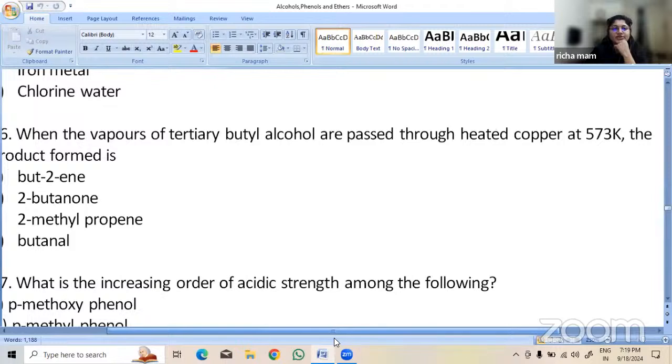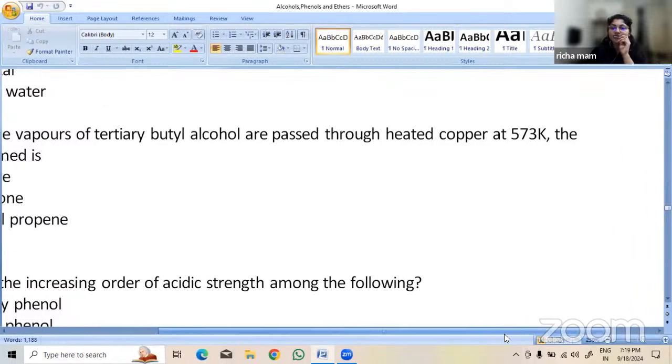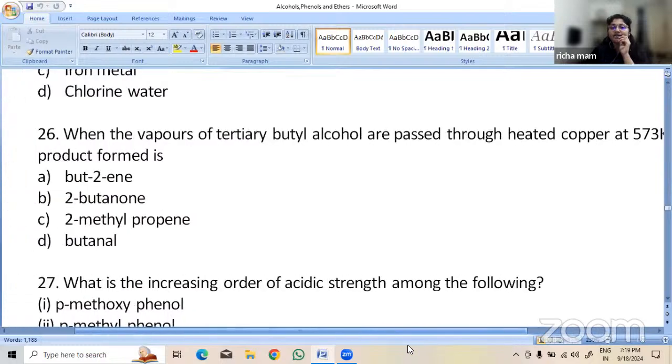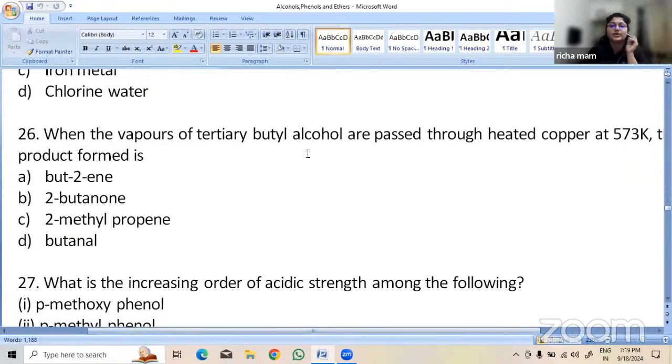Next question. When the vapors of tertiary butyl alcohol are passed through heated copper at 573 Kelvin, the product formed is? So you have a tertiary butyl alcohol, and you are reacting it with copper at 573 Kelvin.